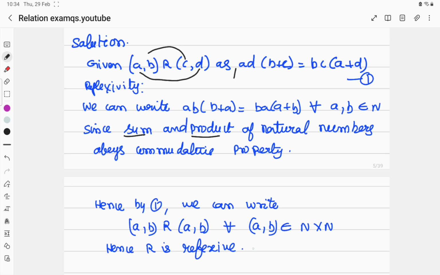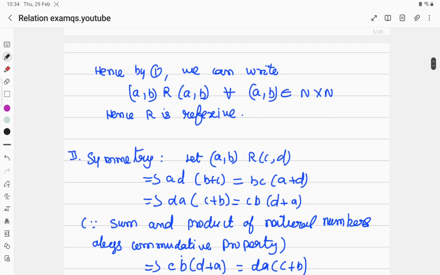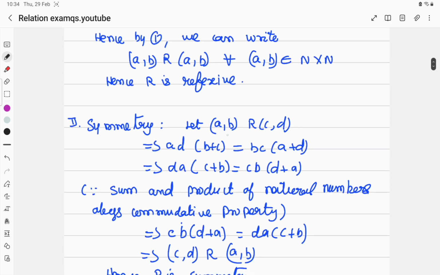Hence, R is reflexive. Symmetry. Let (A, B) be related to (C, D). Then AD(B + C) = BC(A + D). Then we have to change the order: AD becomes DA(C + B) = CB(D + A).